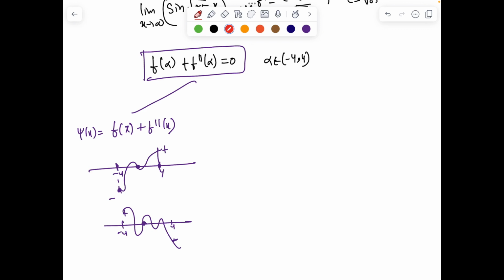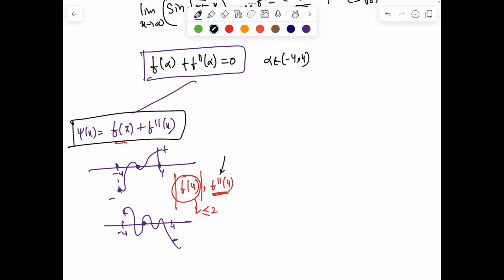But unfortunately I don't have the value of function f of 4 and f double dash at 4. What I know is f of 4 will definitely be less than or equal to 2, or to be more specific, mod f of 4 will be less than or equal to 2. Information about f double dash at 0 is known, but we don't know information about f double dash at 4. So that stops me from this argument here.